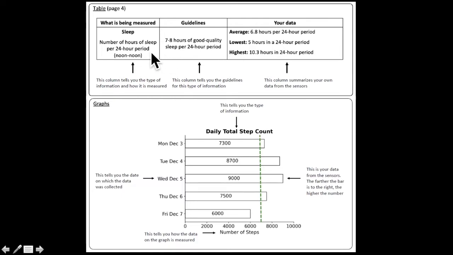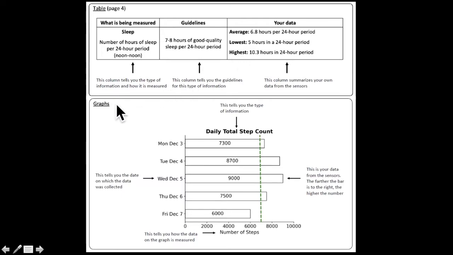In this example here, the type of information being measured is sleep. We are measuring the number of hours of sleep across a 24-hour period from noon to noon. The guidelines recommend getting 7 to 8 hours of good quality sleep on a regular basis. For this participant, they were asleep for an average of 6.8 hours per 24-hour period, with the lowest amount of sleep being 5 hours and the highest amount of sleep being 10.3 hours in a 24-hour period.